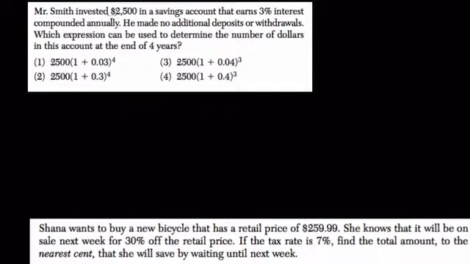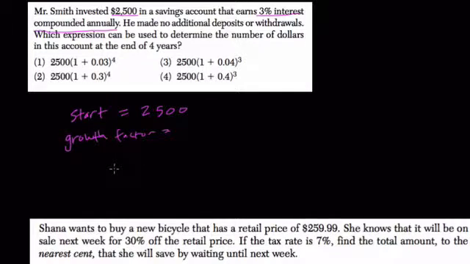Mr. Smith invested $2,500, so his starting investment, which is a key number in these kinds of problems, is $2,500. And he earns 3% interest compounded annually. So that means each year he gets 3% on top of what he had before. So our growth, because the value of the money is growing, is called the growth factor. What is it? Well, what you can do quickly is take 1 and add the decimal of your percent. So 0.03 is 3%, and your growth factor is 1.03.